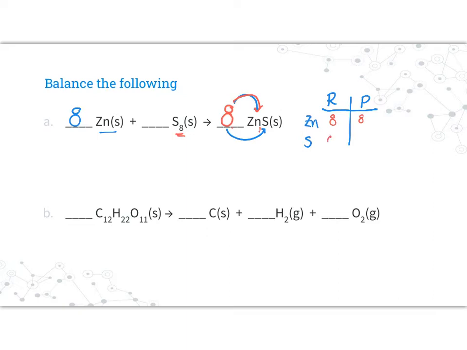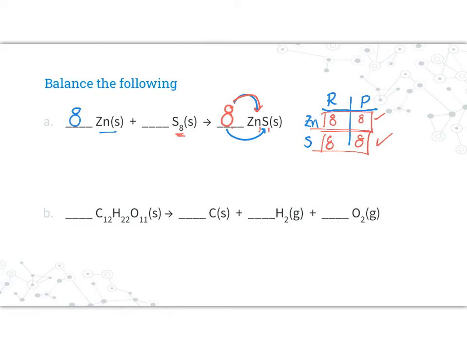In my reactants, I had 8 sulfurs. In my products, we have 8 zinc sulfides, so 8 times 1 again here is 8. Because each element has the same number of atoms on both the reactants and product side, this is balanced. So you can make a table to check your work if you'd like. All right, let's go to our next one here.